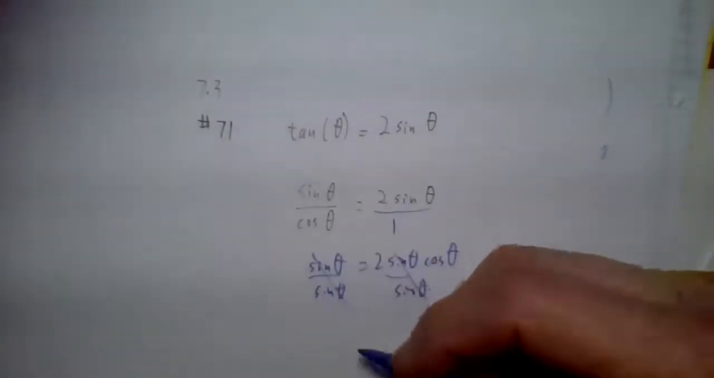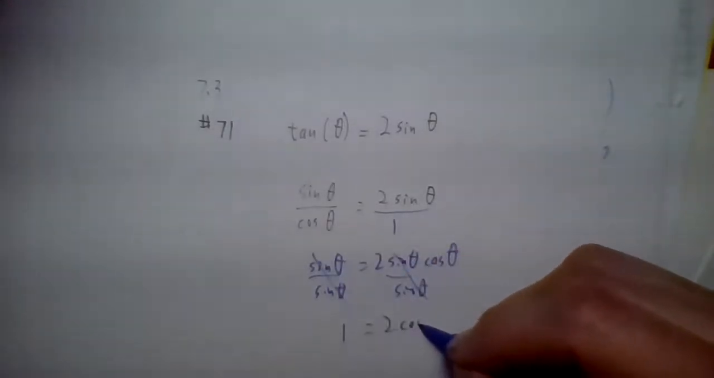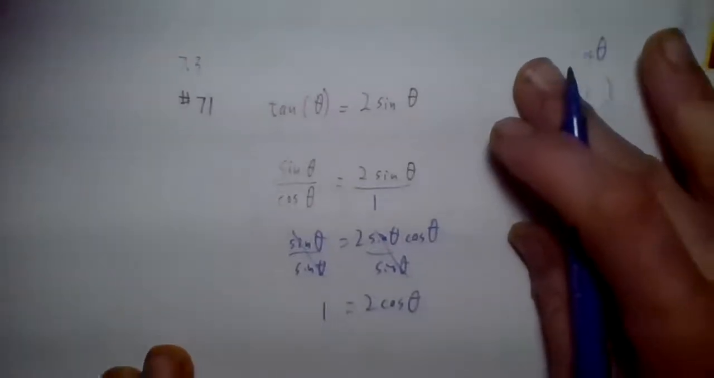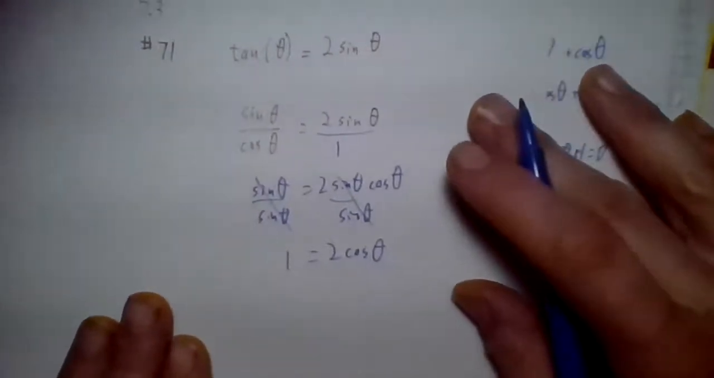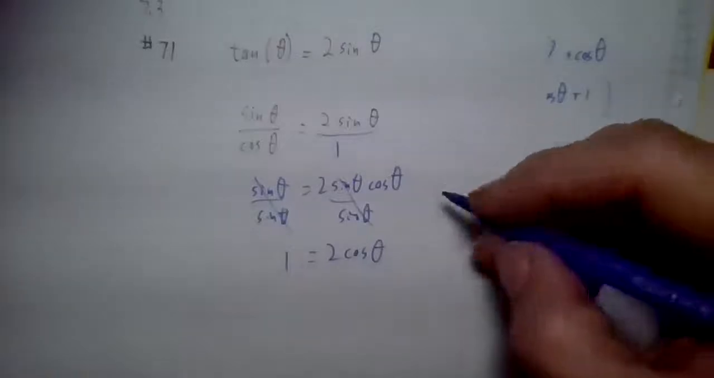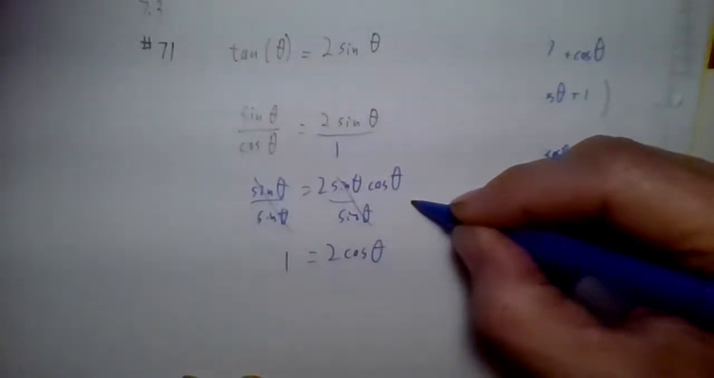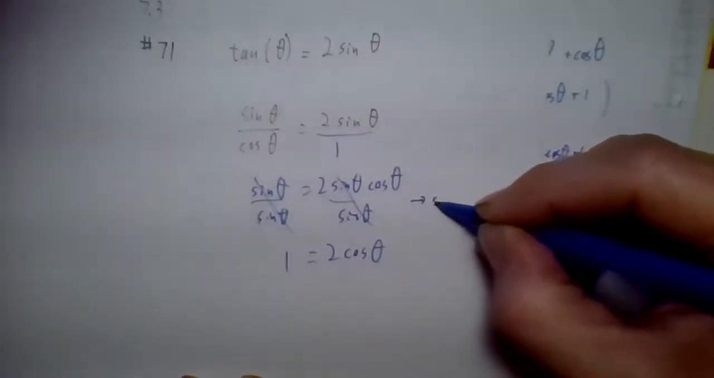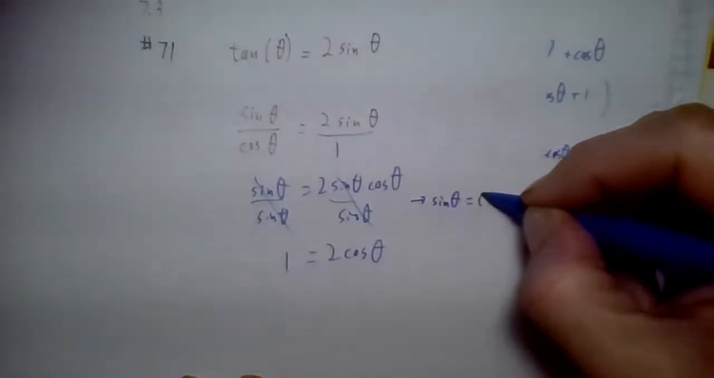you get something simpler here. You get 1 equals 2 cosine theta. Now, I can't just divide both sides by something without thinking about whether it's equal to 0 right here or not. One of the possibilities with this is that sine theta is equal to 0.